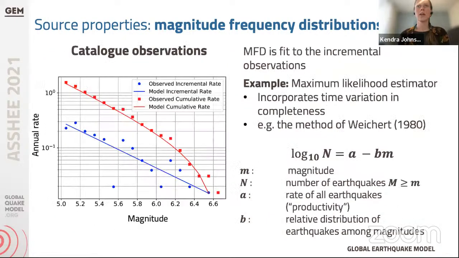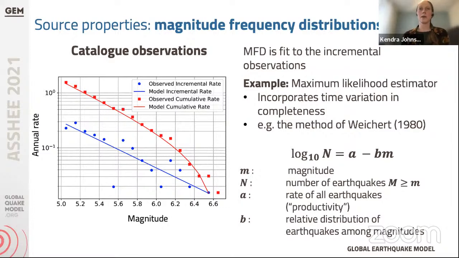So how do we actually solve for a magnitude frequency distribution? One of the most common ways, in particular when the Gutenberg-Richter is used, is to take a look at catalog observations. In this instance, the magnitude frequency distribution, the MFD, is fit to the incremental observations. The term incremental here means that we're looking only at the earthquakes occurring within a bin. So each of these blue dots in the plot corresponds only to the specific bin that it's plotted in: earthquakes magnitude 5 to 5.1, 5.1 to 5.2, and so on.